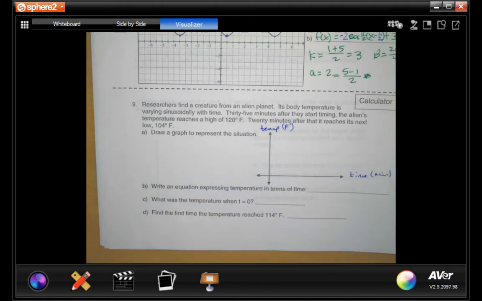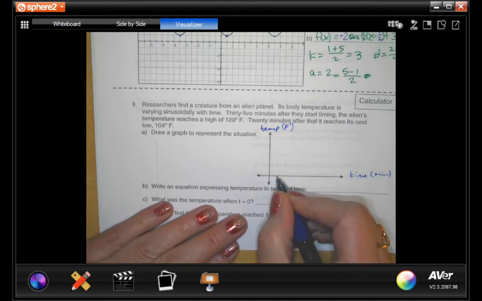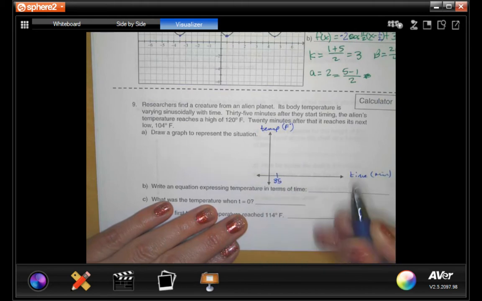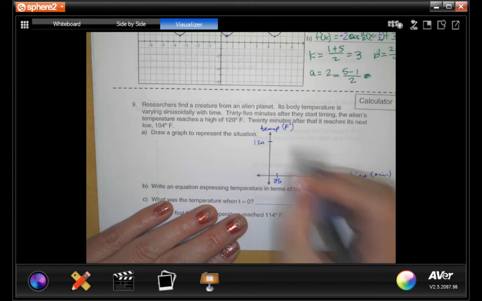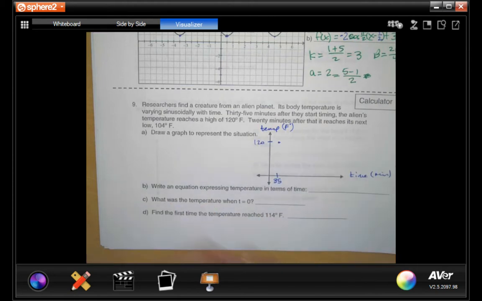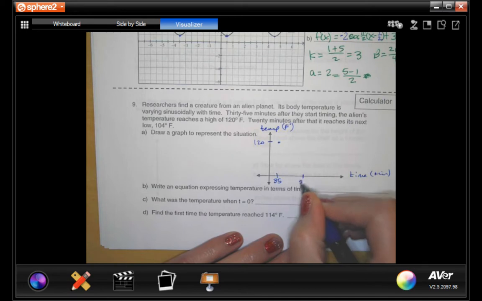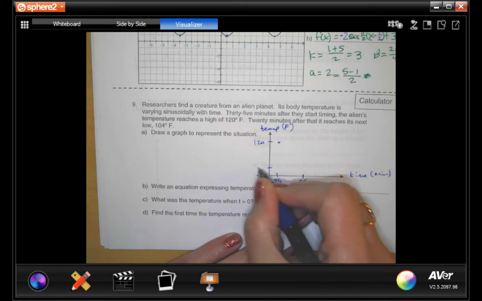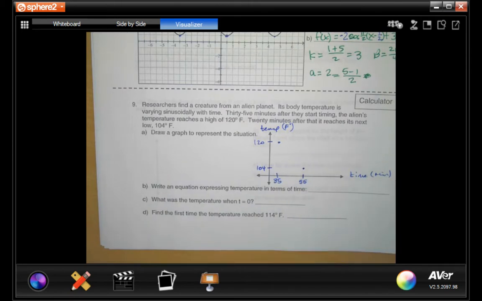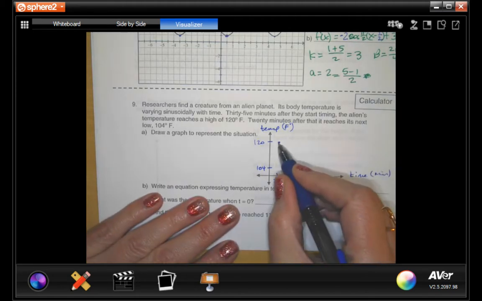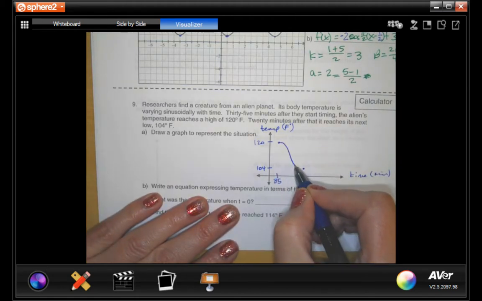Okay, so we don't know a lot, right? We know 2 points. What points do we know? At 35 minutes, what's the temperature? 120. And what else? At 55 minutes. Where did we get 55 from? 20 minutes after 35 minutes. Right. 20 minutes later, it reaches its low. So this is basically all we know, but it's enough.